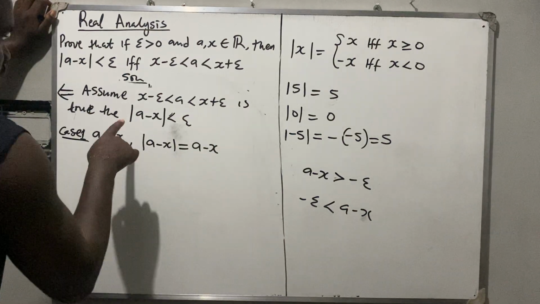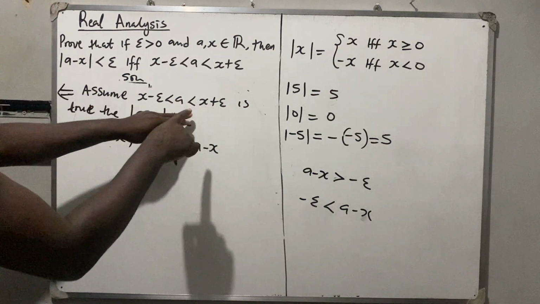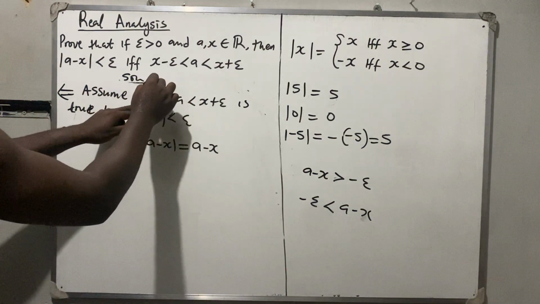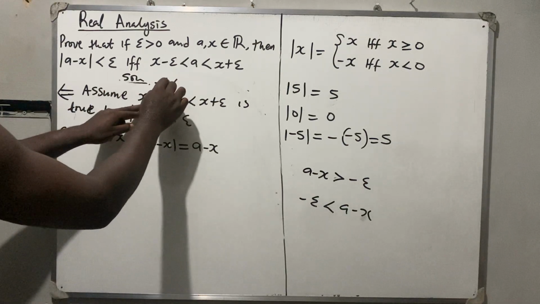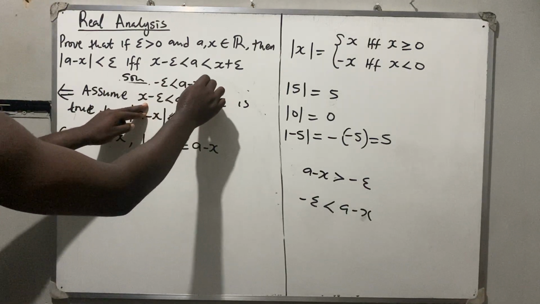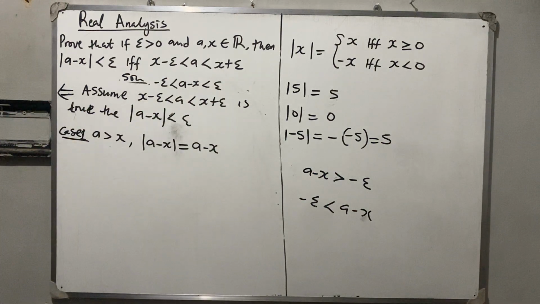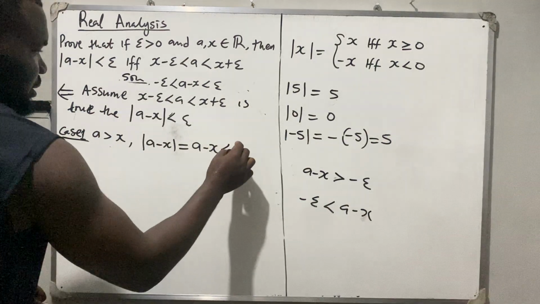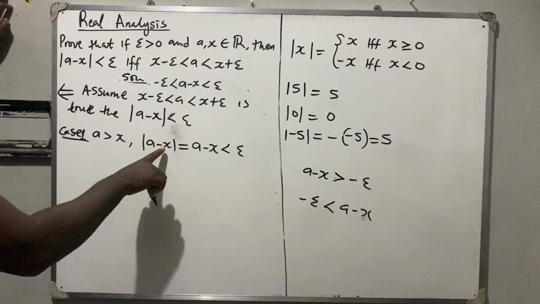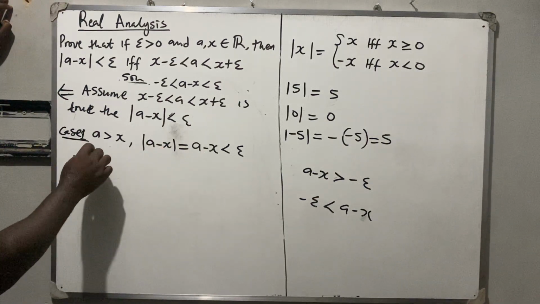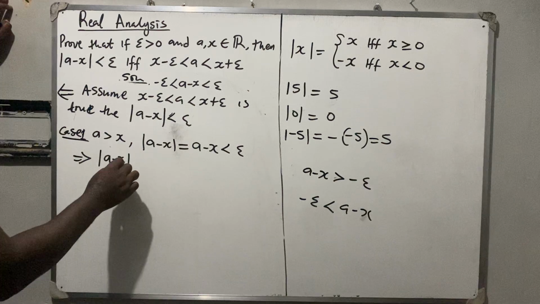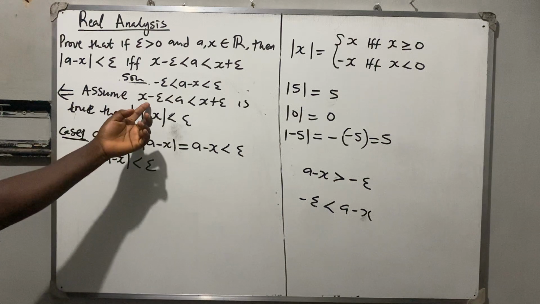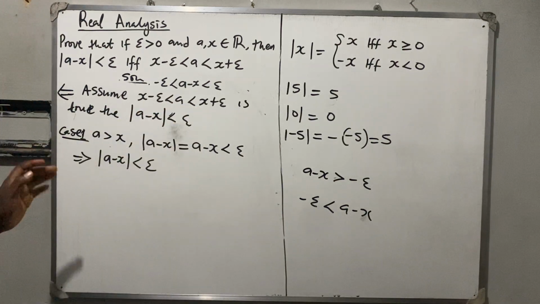Okay, and if you look at this, from here we can write, watch me, subtract x from everywhere to have negative epsilon is less than a minus x, which is less than epsilon. So subtract x from both sides. If you look at this, you see that this is strictly less than this, so we say that it is less than epsilon. So it implies that the absolute value of a minus x is less than what? Epsilon. So from here we've gotten this. So that is for case 1.